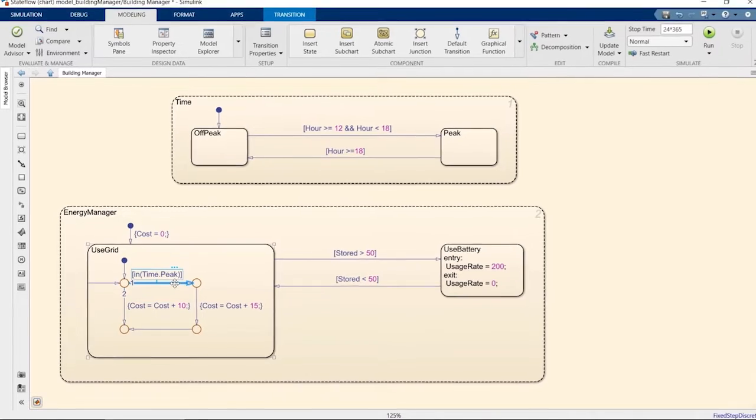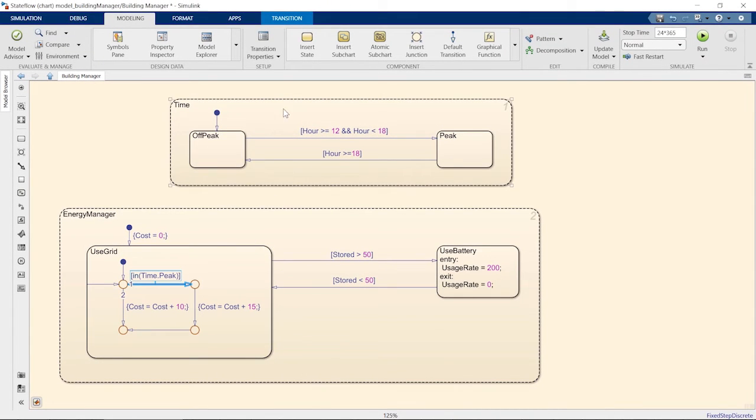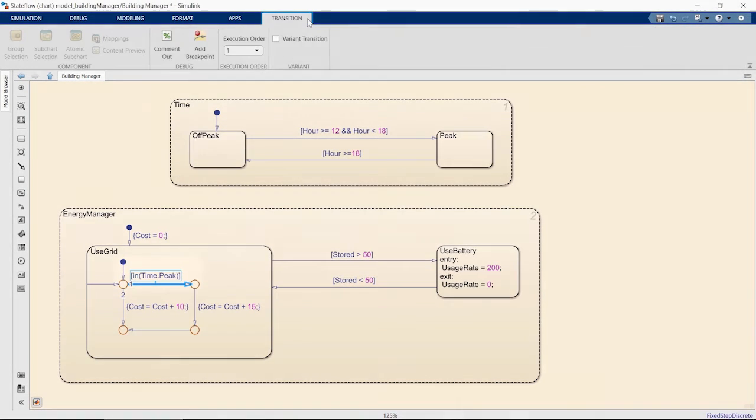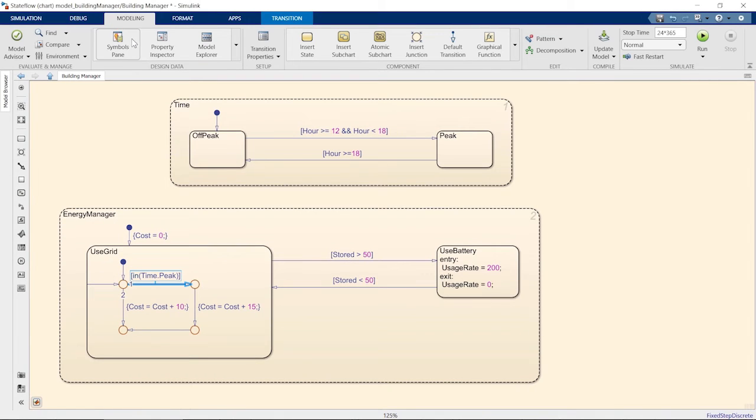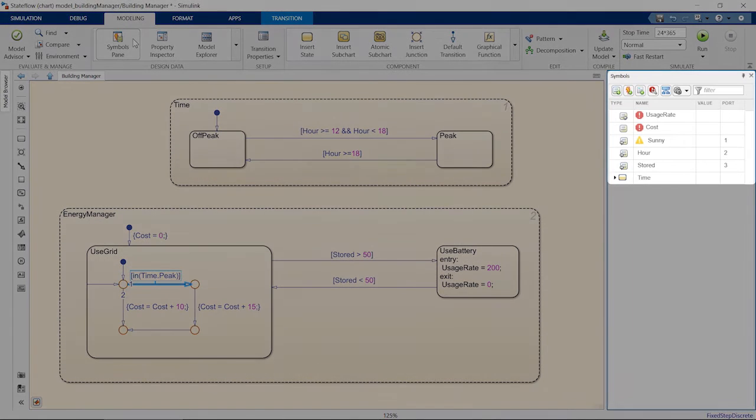Just like for parallel states, it's important to have the correct execution order for each transition. For example, if the execution order is backward here, the right branch would never be checked. Next, we can use the symbols pane to define our symbols being used in our chart.